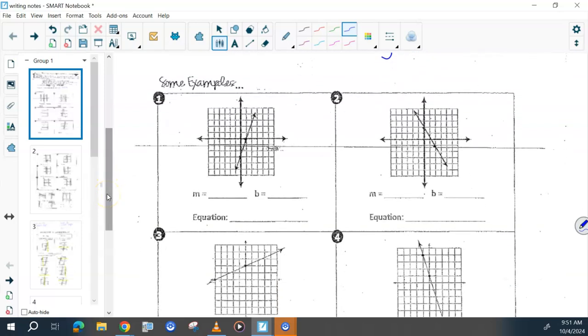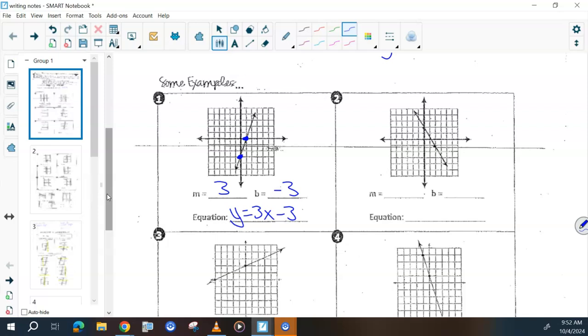So for number 1, it's a little blurry, but look to the best of your ability. Where does this cross the y-intercept? We'll start there. -3. And then there is another point right here. What is that slope? 3. 3 over 1, which is simplified to 3. So then we would write those in that y equals mx plus b, y equals 3x minus 3. Robert, did you have a question? 1, 2, 3. Addie, you had a question?